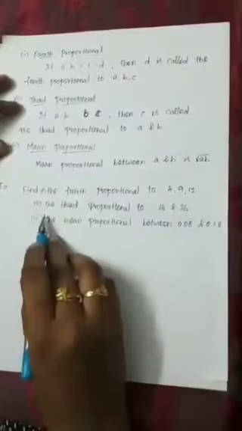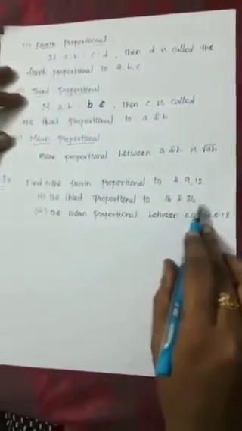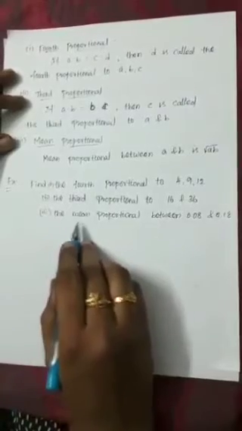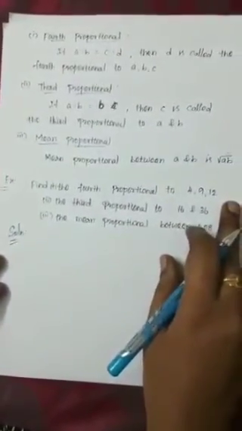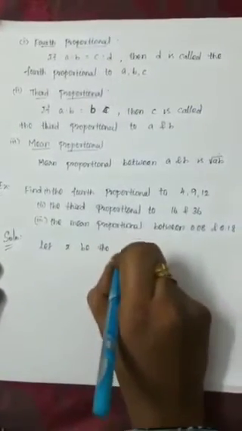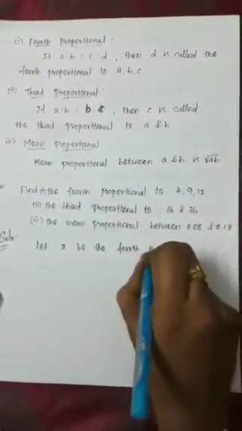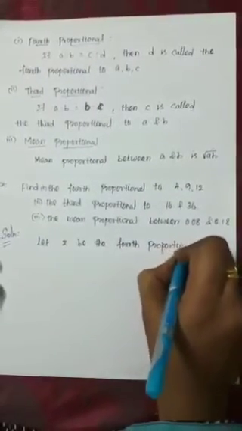And the question is find the fourth proportional to 4, 9, 12. And second one is the third proportional to 16 and 36. The next one is the mean proportional between 0.08 and 0.18. Let's solve this problem. Find fourth proportional. So let X be the fourth proportional to 4, 9, 12.